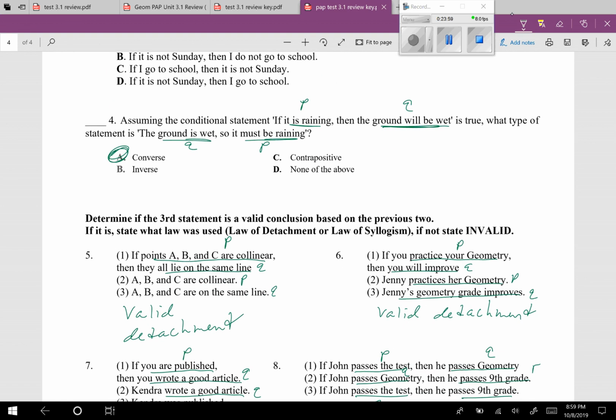Question 4, assuming the conditional statement, if it is raining, then the ground will be wet. Assuming that's true, what type of statement is the ground is wet, so it must be raining? Okay, look, raining, ground will be wet. All they did was flip them, so that is the converse.